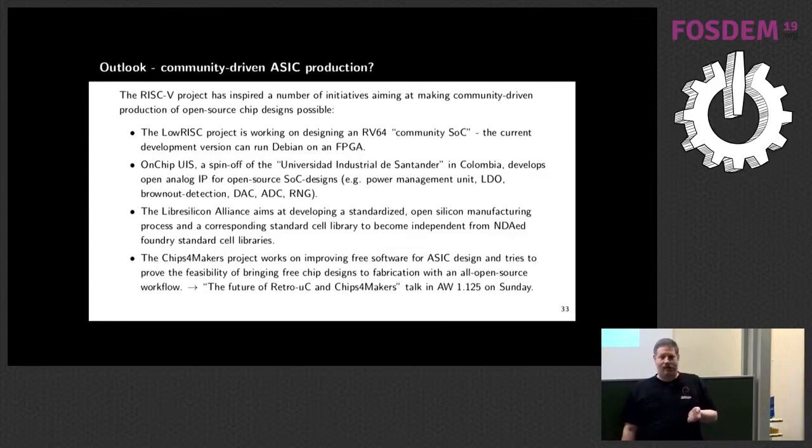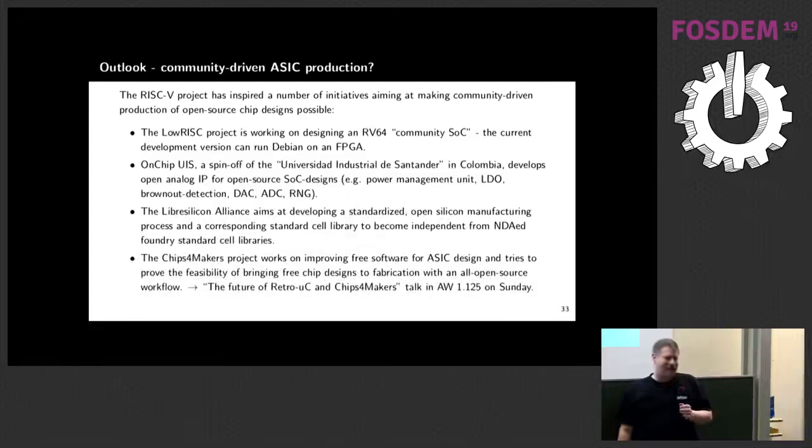Then, of course, if I want to mass produce a chip, there's not only digital logic in it. The CPU itself is digital logic, but I need voltage regulators, I need analog digital converters, I need a random number generator, I need brownout detection to make sure that the voltage doesn't drop too much. So there's a lot of analog technology which you also need to produce such a chip. And there's a spin-off of the Universidad Industrial de Santander in Colombia, which is working on providing open source licensed analog components for such a CPU.